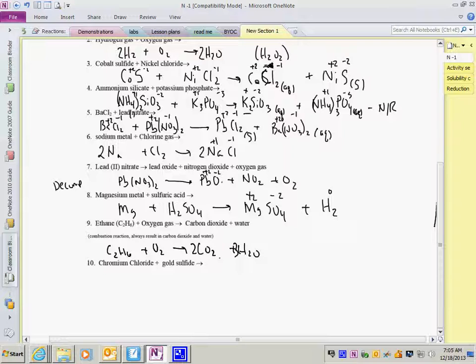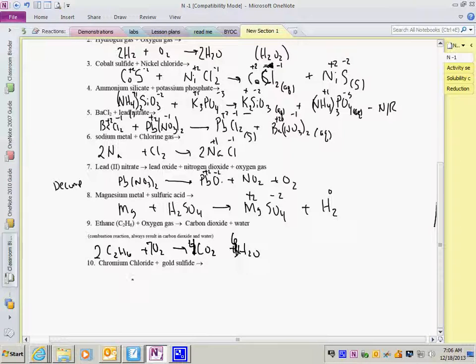I got 3 plus another 2 times 2 is 4, so there's 7. Cannot get 7 oxygens here, so we'll double everything to 2. And this goes 2 times 4, so we'll go 4 here. And this goes to a 6. 6 plus another 8, 14, put a 7 right here.